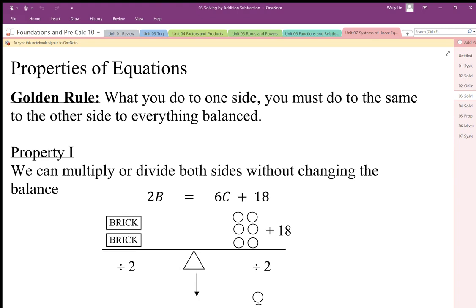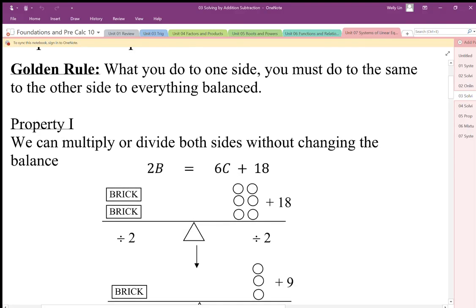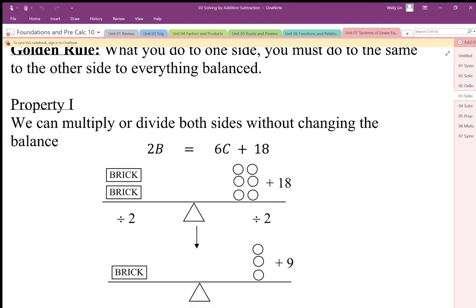Properties of equations. There's this golden rule: what you do to one side, you must do the same to the other side, and you must keep it balanced. In fact, that's the only rule we have for equations. So one property is that we can multiply or divide both sides.